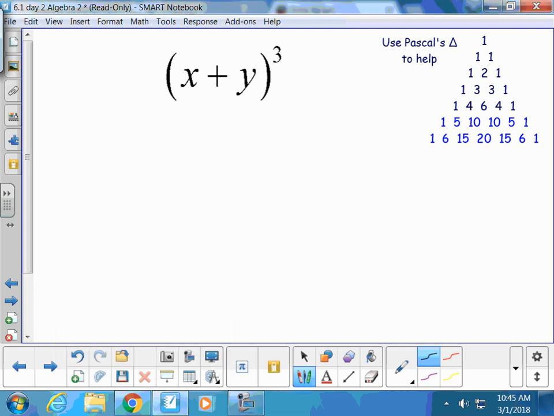Sweet. Okay. What layer are we going to use? We're doing to the 3rd power. 3rd layer. So this was the 0 layer, layer 1, layer 2, layer 3. So the 1, 3, 3, and 1 are my coefficients that I'll write out, and I want to leave a lot of spots because that's where x's and y's are going to be going.